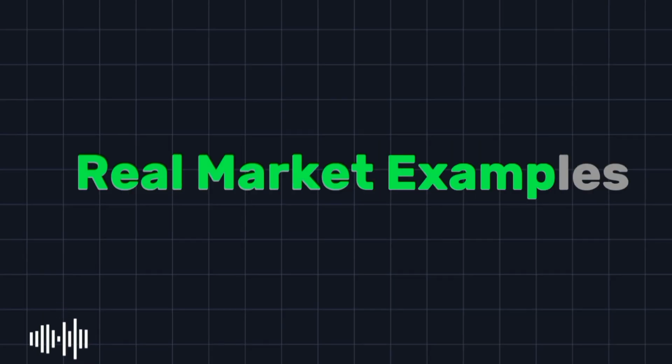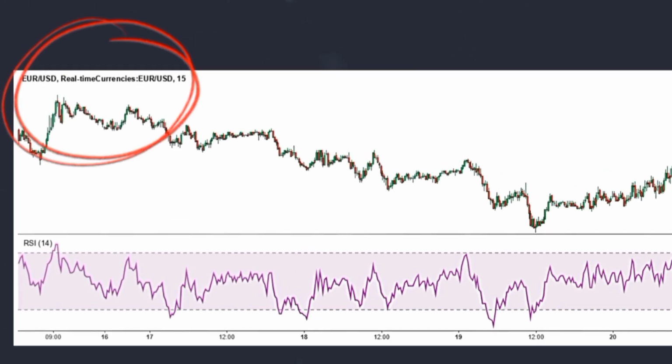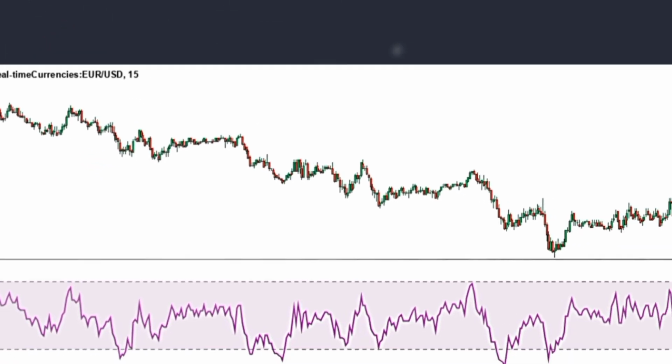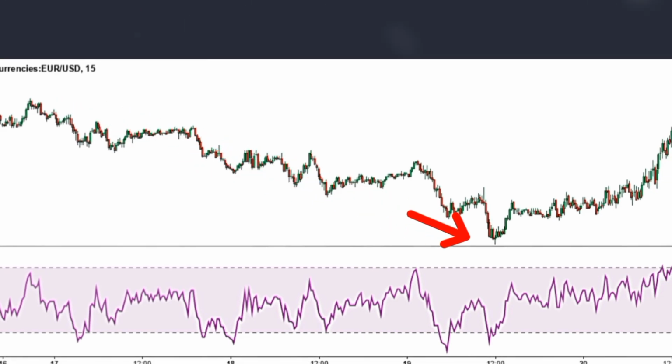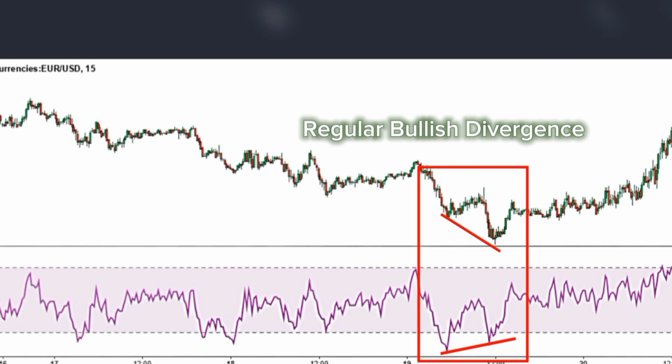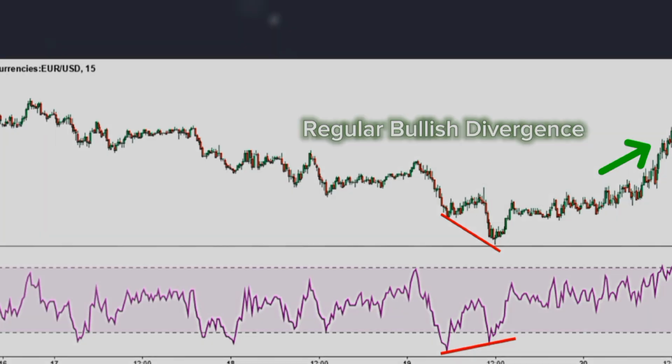Real market examples. This chart shows the euro to US dollar pair on a 15-minute time frame. As we can see, there's a dominant downward trend. At the end of the downtrend, the price created a lower low, but the RSI didn't follow the price movement and made a higher low instead. This indicates a regular bullish divergence. After that, the trend reversed and became bullish.